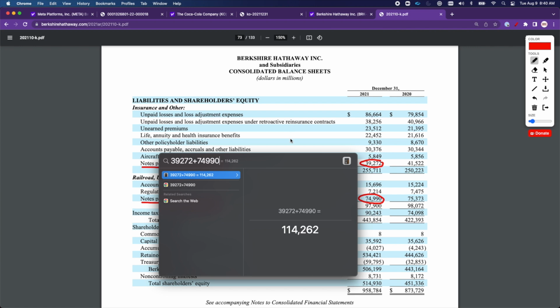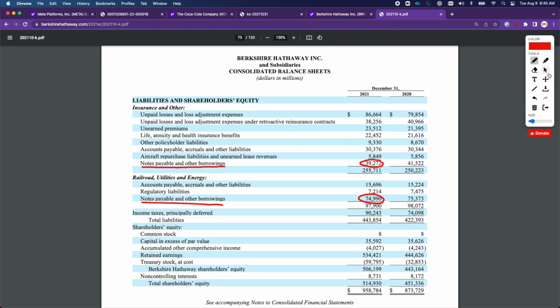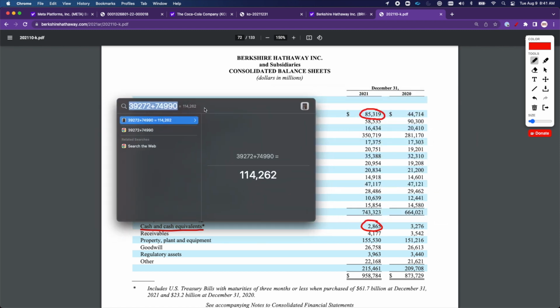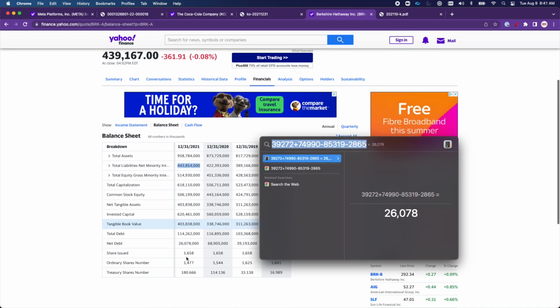So if we go back to the balance sheet here, let's scroll up to the assets, and all we need to do here is now find the cash and cash equivalents, which are $83 billion over here, and then on their railroad, utilities, and energy, we have an extra almost $3 billion. And if we take now this is the total debt, and we subtract 5,319, so the cash from the insurance and also the cash from railroads, utilities, and energy. Okay, we get 26,078. So if we go back to Yahoo Finance, we'll see that effectively we get exactly the same net debt.